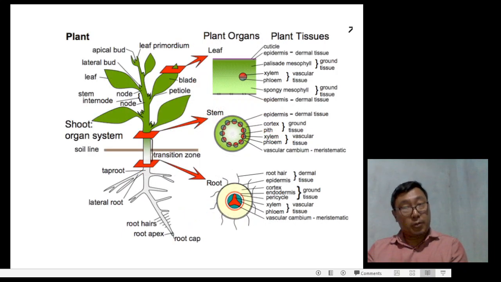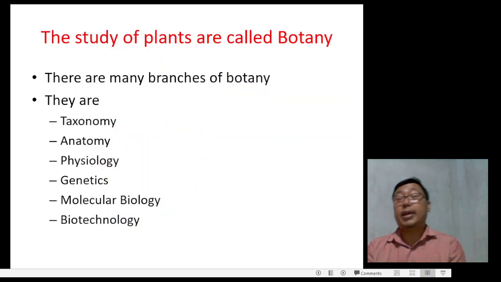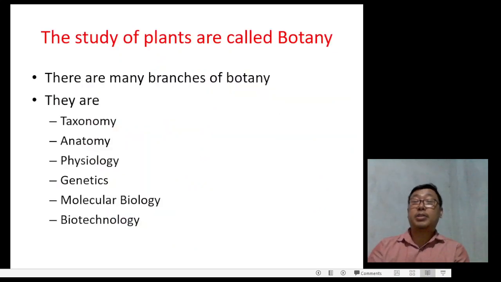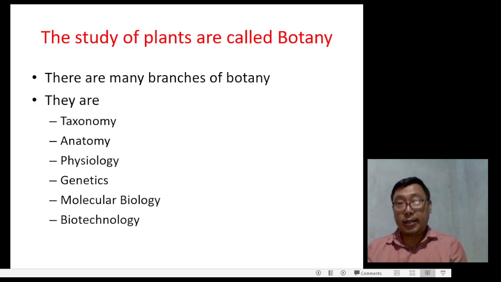So if you study a section of a plant by cutting it and observing under a microscope, then you see so many compartments in that plant, and that compartment we call a cell. This study of sections of a plant under a microscope is what we call anatomy. The study of plants is called botany, and there are many branches of botany.